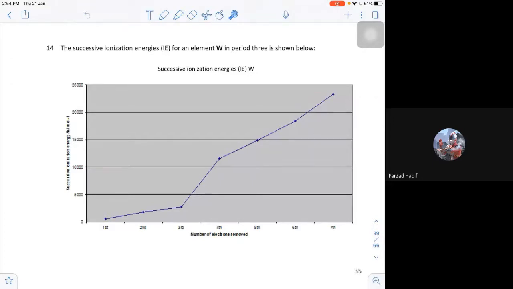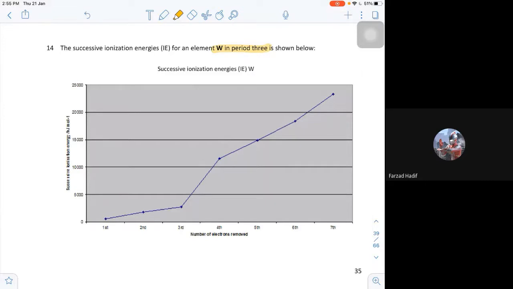However, we know that they are supposed to increase. However, we observe that there is a big jump here between the third and the fourth ionization energy. When there is a big jump between third and fourth, we know that these three electrons are the valence electrons of the W. So you should be able to identify the group number. You should be able to write the configuration of the valence electrons, and also the complete configuration, since the question told you that this W is in period 3.